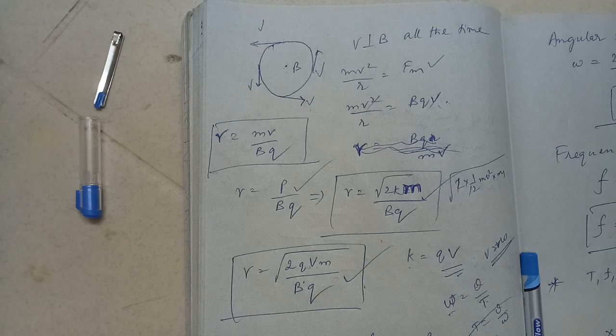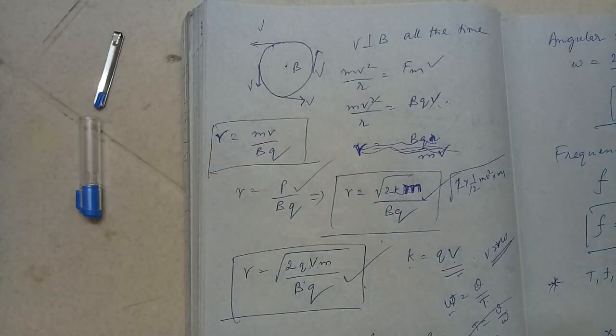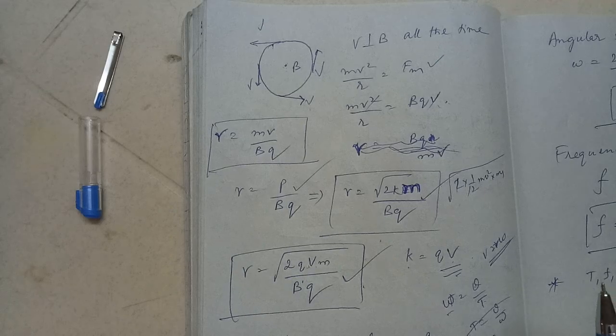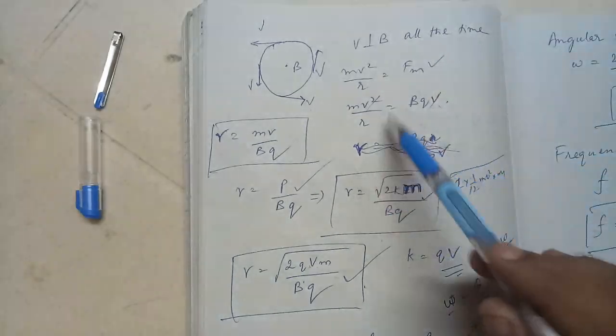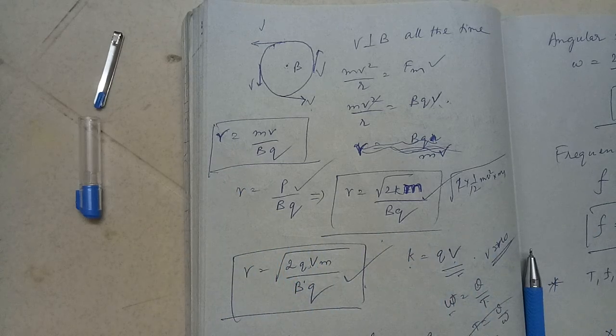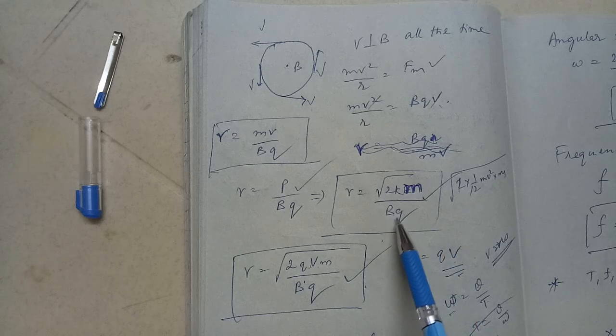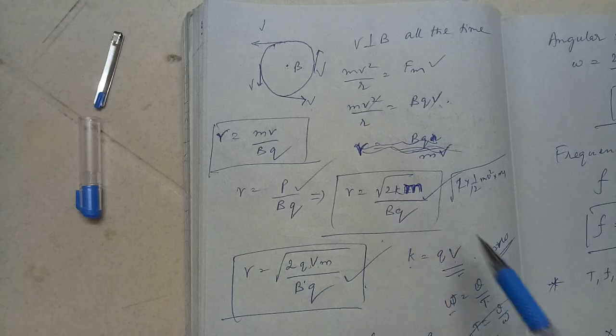Now for any charged particle to move in a circular path, it must have some centripetal force, which is given by mv square by r. In this situation, the centripetal force is because of the magnetic force Fm. So I can equate these two and get an expression for the orbital radius in which the charged particle is moving. It is given by r is equal to mv by Bq. mv means the linear momentum of the charged particle. It can also be written as root over 2Km by Bq. What is this K? Kinetic energy.